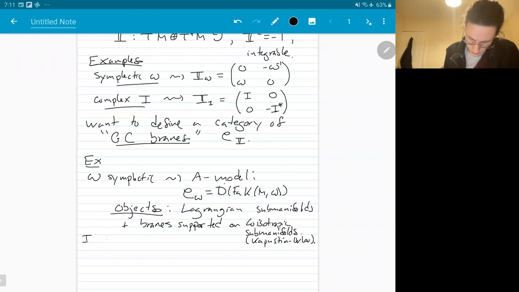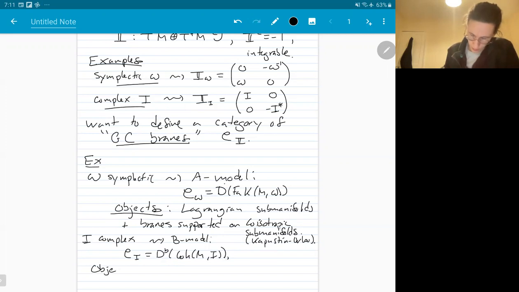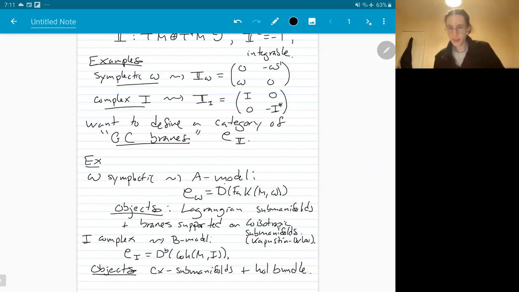In the complex case, what we get is what's known as the B model. In this case, the category is the category of coherent sheaves. The objects are coherent sheaves, but you can think of these as complex submanifolds equipped with a holomorphic bundle. That's the objects in this case.